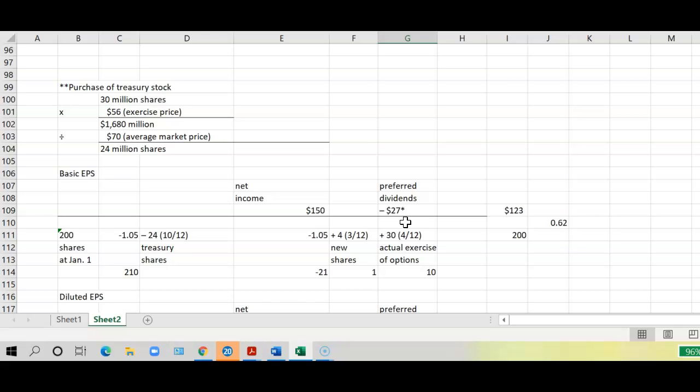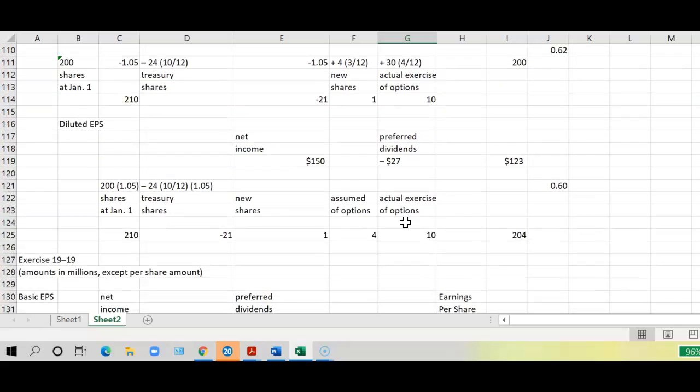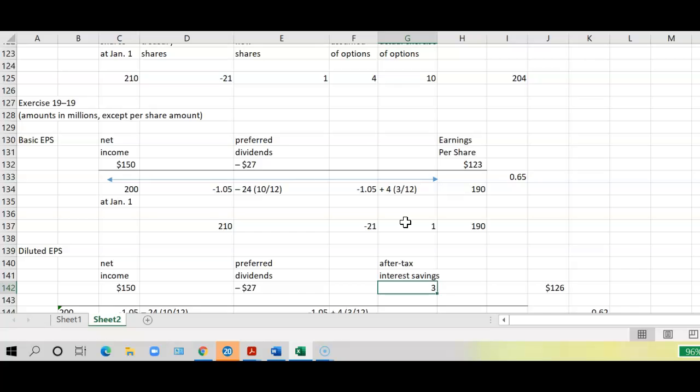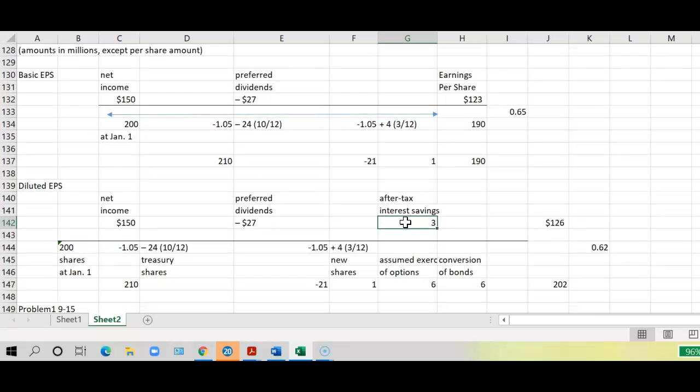So we take the 30 million minus the 24 million they can purchase with the proceeds they received from the stock options, and the difference is 6 million. So potentially only 6 million shares are outstanding. And you can see this right here. And refer to exercise 19-18 for how that 6 million was calculated.